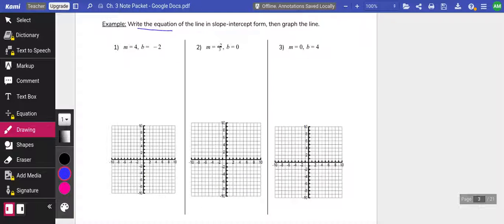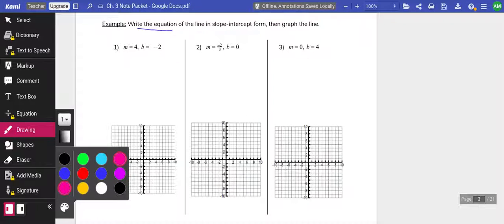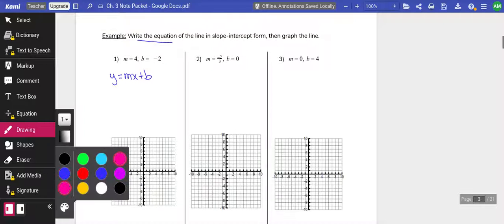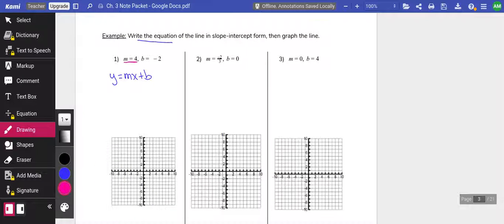So looking at this, first off, I'm going to go back to my equation of a line. My equation is y equals mx plus b. And I'm going to substitute in. M is 4, b is -2. So when I rewrite my equation, it's just y equals 4x plus -2. Or I don't need to write a plus -2. I can just write 4x minus 2.